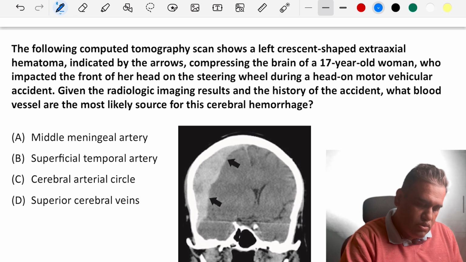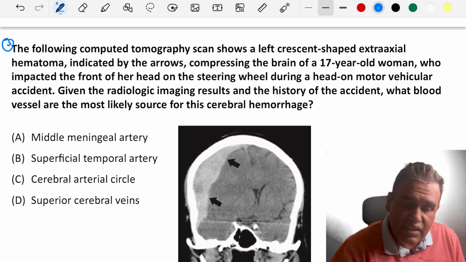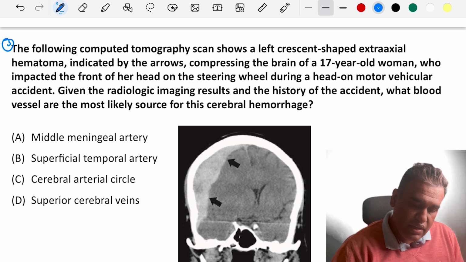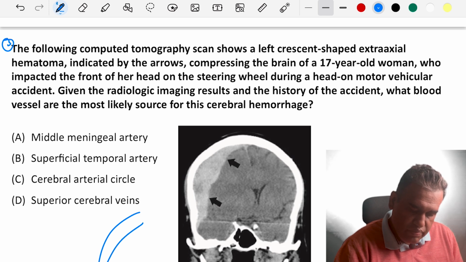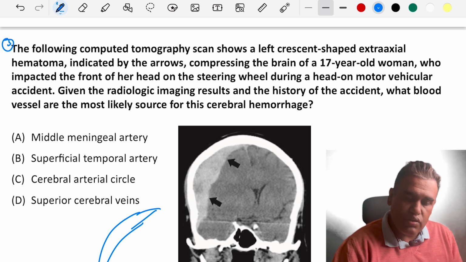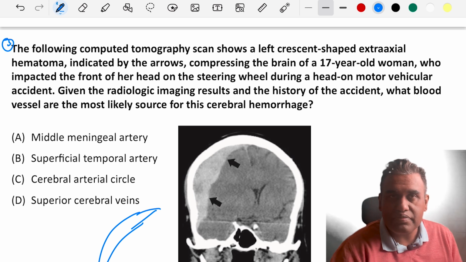The following CT shows a left crescent-shaped extra-axial hematoma. Crescent means moon. Indicated by the arrows. You can see the arrows. The hematoma appears somewhat like this, compressing the brain of a 17-year-old lady who impacted the front of her head on the steering wheel during a head-on motor vehicular accident.